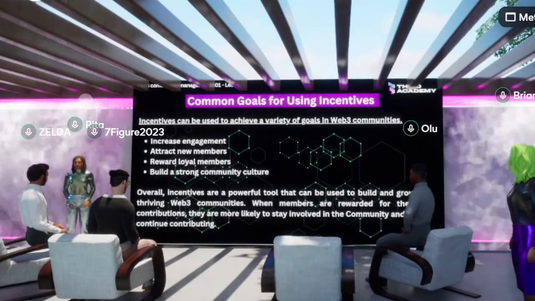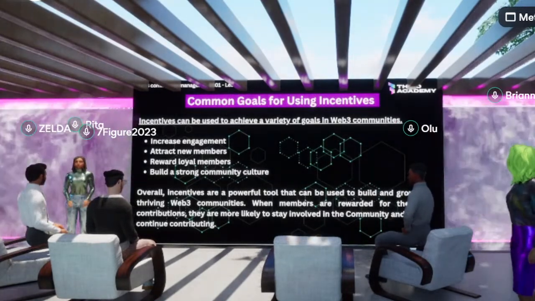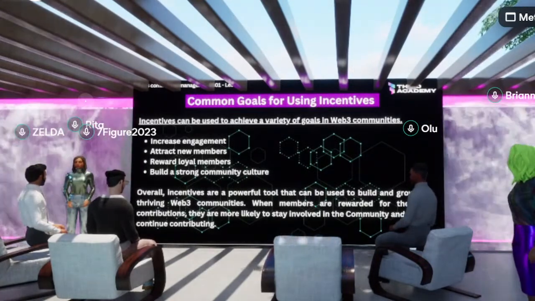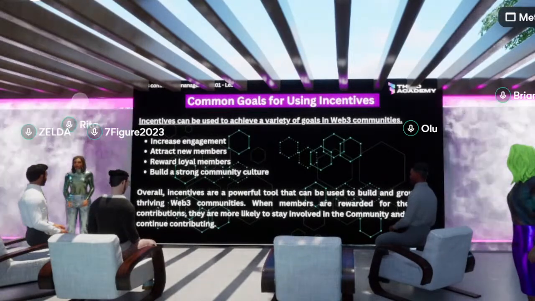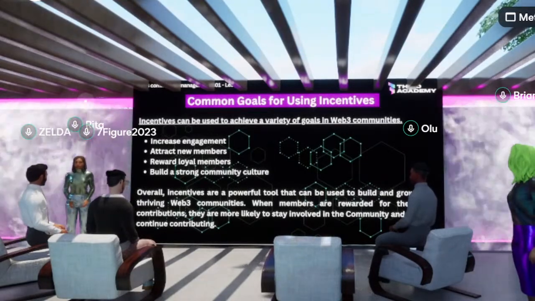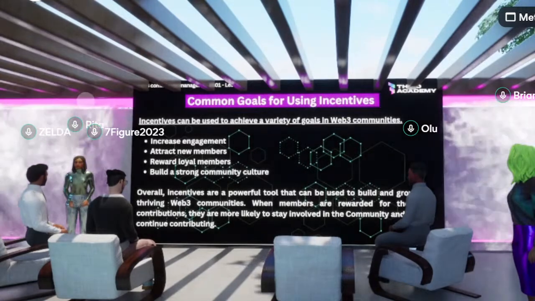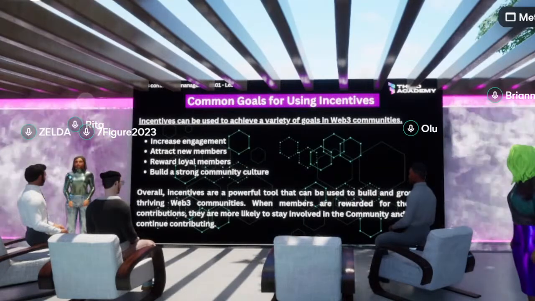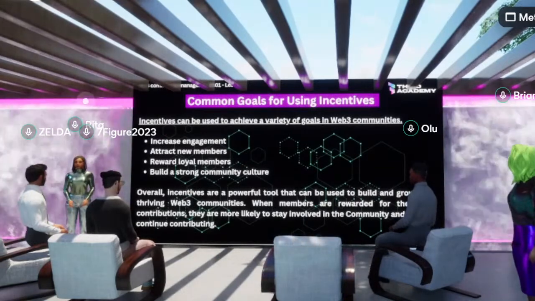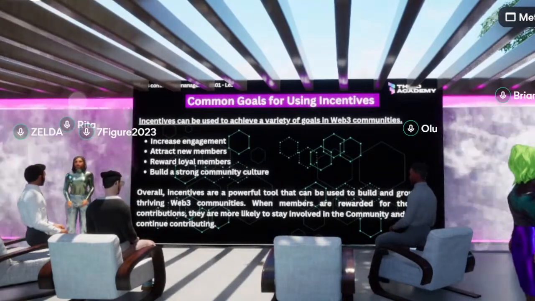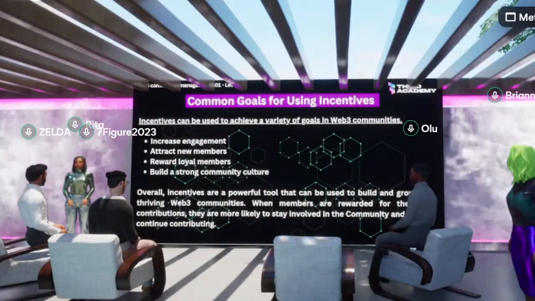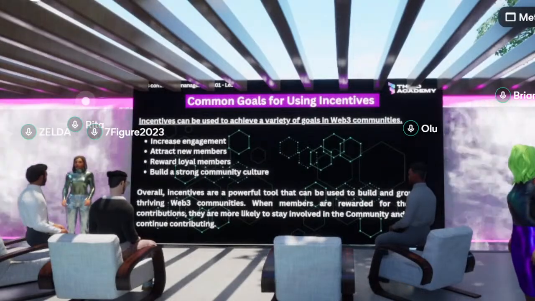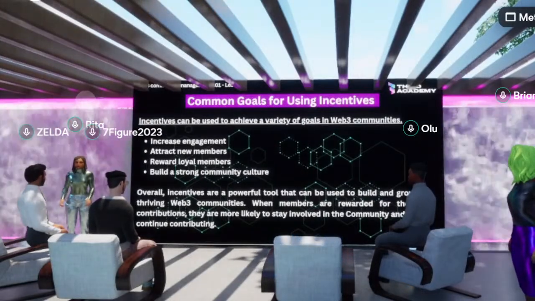And then create hype, also to attract new members, right? So this can also be in the form of a referral contest, and the highest referrer gets to go home with a financial reward, right? That's the goal that they have. They also want to reward loyal members, right? Incentives can be used to reward dedicated members and to build a strong community culture. So if you have a culture that you want members to take part in, it can be a great way for you to motivate members to collaborate and work together.